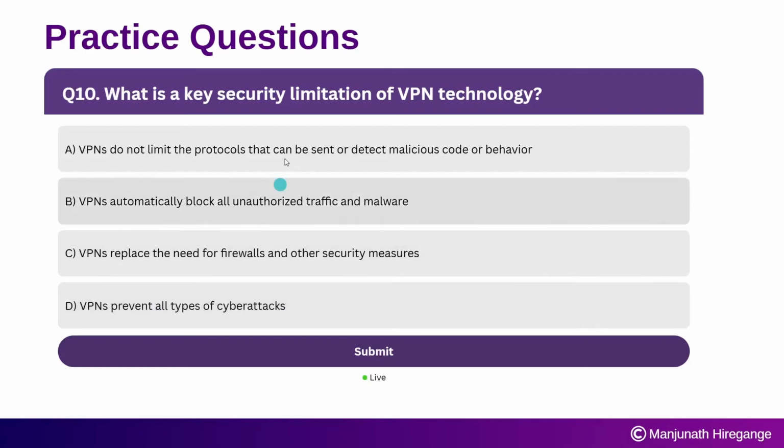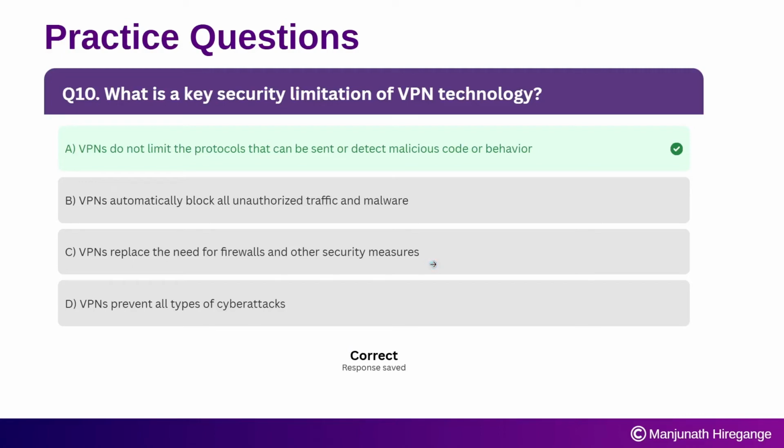So the right answer is A, because virtual private networks help encrypt data and provide secure remote access, but they do not inspect or filter the traffic passing through them. This means that any malicious code, unauthorized protocols or hidden threats can still travel through a VPN tunnel undetected. So options B, C, D are incorrect because VPNs do not block malware by default, right? They do not replace firewalls or intrusion detection systems, and they cannot prevent all cyber attacks. Yeah, that's correct.